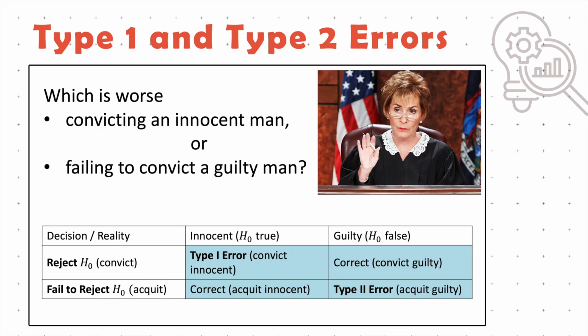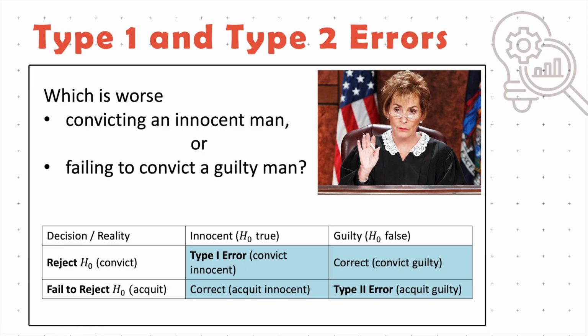We can think of this like a courtroom, and in a court case, we either decide if a person is guilty or not guilty. We don't really decide if the person is innocent, but we do assume that a person is innocent until proven guilty. So if the null hypothesis was true and I reject the null hypothesis, then we are convicting an innocent person. We have made a type 1 error. We have come to the wrong conclusion.